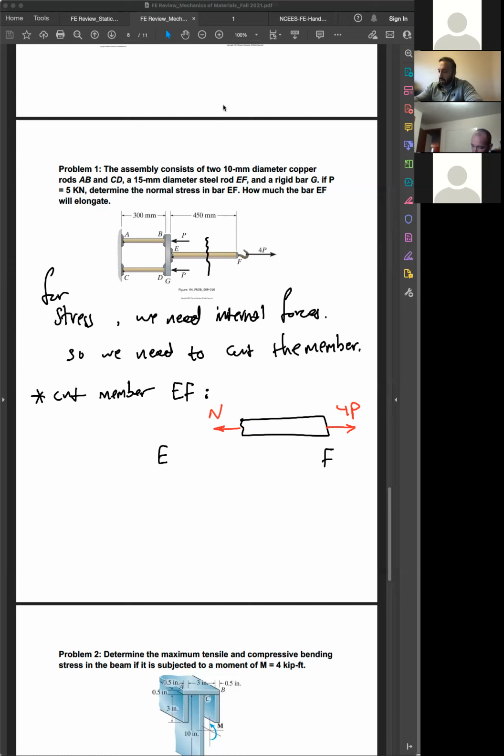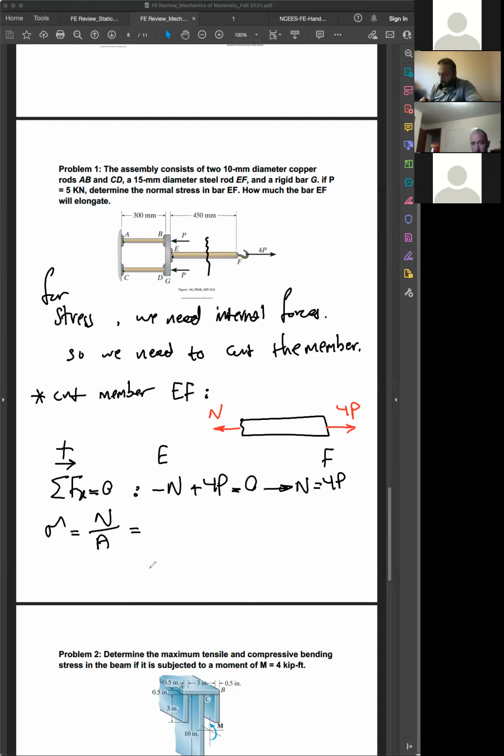Okay. So summation of force in X direction equal to 0. This direction positive. We have negative N plus 4P equal to 0. So N is 4P. All right. So now we can say sigma, the stress, is equal to N over A. We know that, axial force over the cross section. So the N is 4P, over the cross-sectional area.